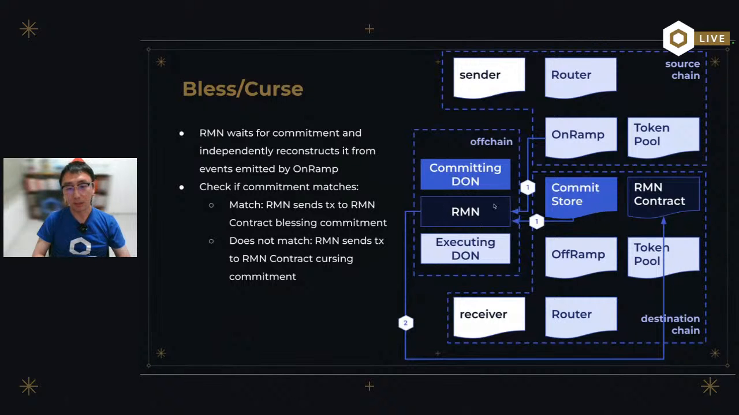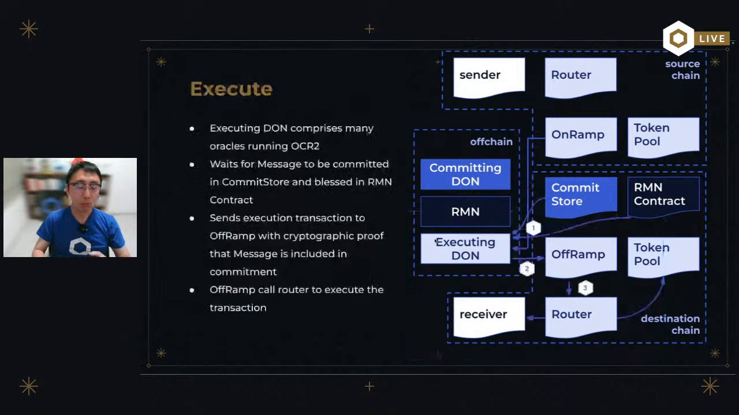So these are the functions of the RMN, and the RMN is an infrastructure here to make sure the committing DON is not compromised, right? So if the committing DON is compromised and relays a false transaction from the source chain to the destination, it can be detected by the RMN. And this is the second step of the CCIP cross-chain message, called bless and curse. And after that, we will come to the third one, the execute.